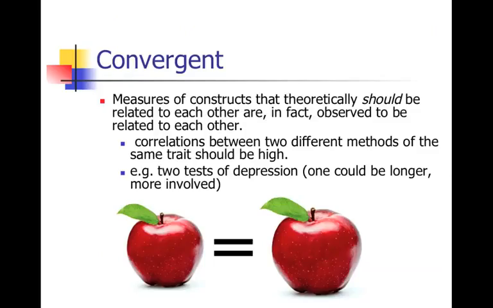However, convergent validity is a type of this construct validity. This is when you're measuring constructs that really should be related to each other. Those correlations should be high. For example, two tests of depression. We could have one over here, the Beck Depression Inventory. It's a rather small scale. And then we could look at the subscale of the MMPI, the one on depression. And they should be similar. Not the same, but similar. And if they're both scoring high, then we're getting convergent validity.